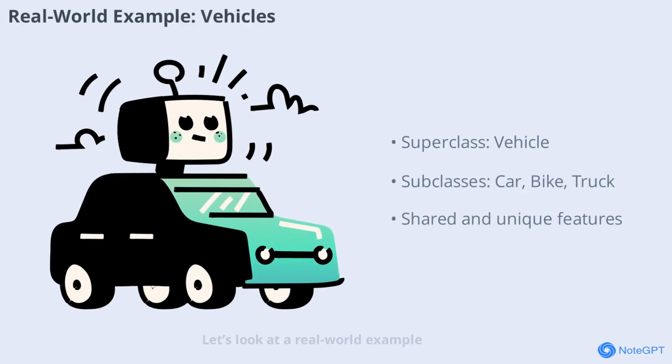Let's look at a real-world example. Imagine a superclass vehicle with properties like speed and fuel and methods like start and stop. Subclasses like car, bike, and truck inherit from vehicle, gaining these properties and methods. Each subclass can also have its own unique features, such as load capacity for truck. This structure mirrors real-world relationships and makes the code easy to extend.